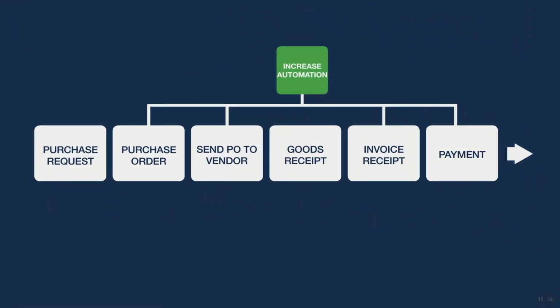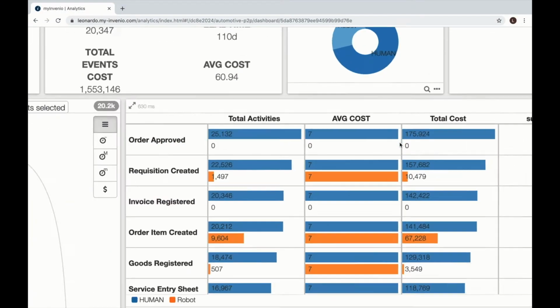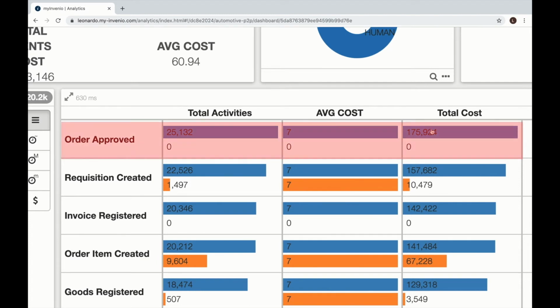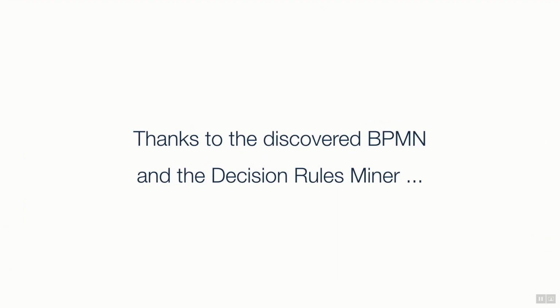Increasing the level of automation requires understanding which activities are the most expensive. Here we see order approved and invoice registered. They are the most expensive and they are not automated. Before engaging development resources on automation, we want to simulate the effect of those automated activities.